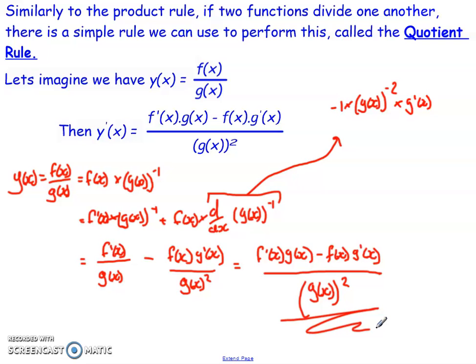Now, a key thing I want you to remember is this top line has to take this format. So it's always derivative of the top times the bottom, take away the top times the derivative of the bottom. We always have to follow that through and make sure it takes that format. Otherwise, the signs will get muddled up and we actually won't end up with the same answer that we're looking for. Let me show you an example or two of how to do this.